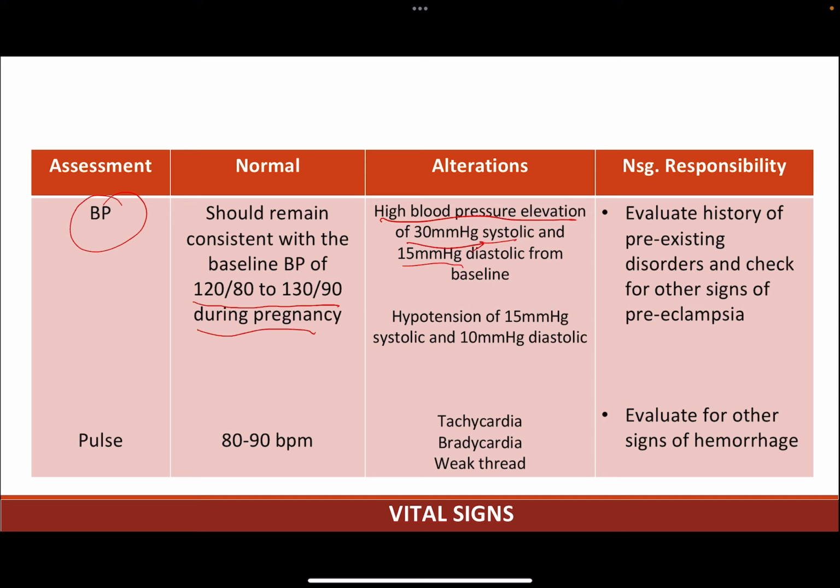So your nursing responsibility is to evaluate history of pre-existing disorder and check for other signs of preeclampsia. In the pulse, the normal is 80 to 90. In alteration, the patient may have tachycardia, bradycardia, and a weak, thready pulse. So evaluate for other signs of hemorrhage.